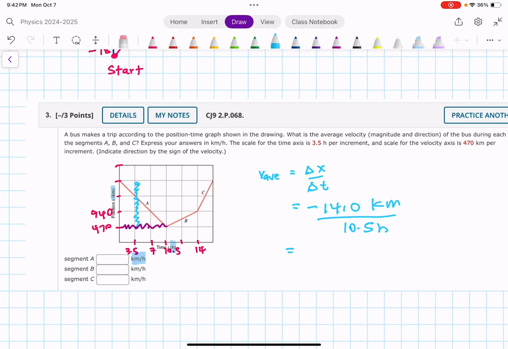Negative 134, sorry, kilometers per hour.